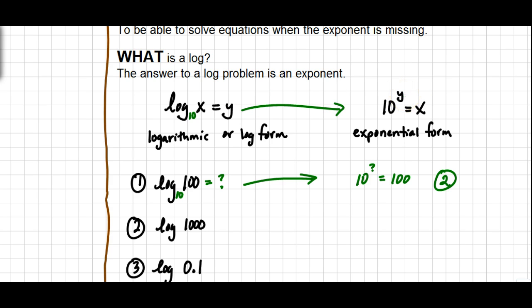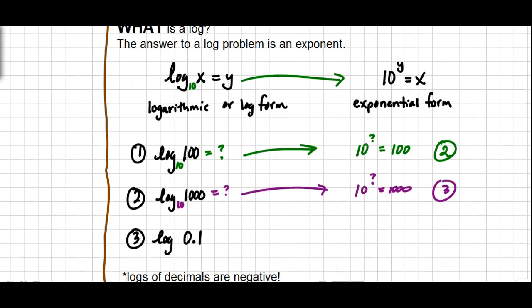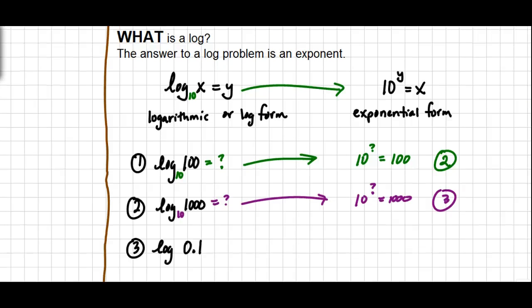So let's try another one. If we're doing log of 1,000, remember that it's a base 10. We don't know the power. So if we turn it into an exponential situation, 10 to the what is 1,000, we're just counting how many zeros again. 10 to the 3 is 1,000, so the answer there that we're looking for is the number 3. It gets a little bit trickier when we do problems that are decimals.